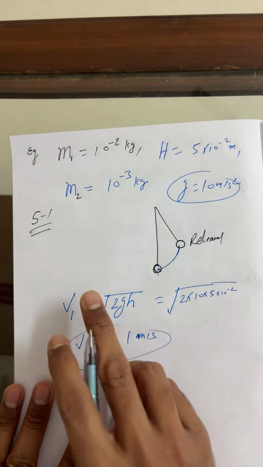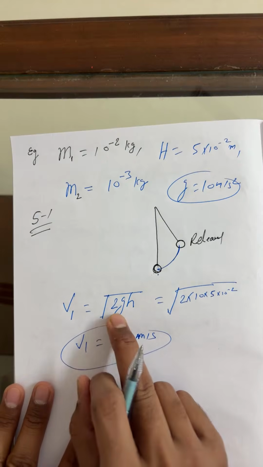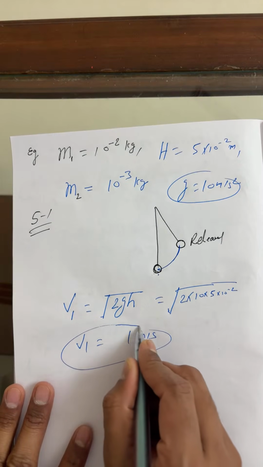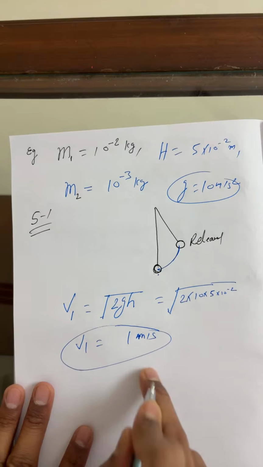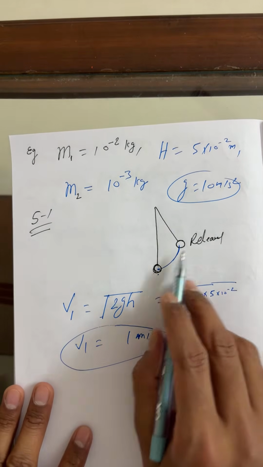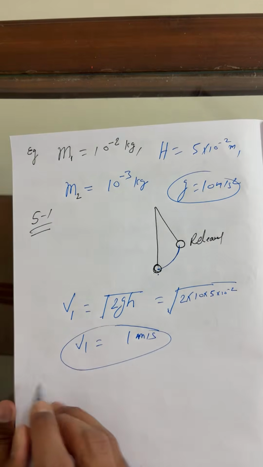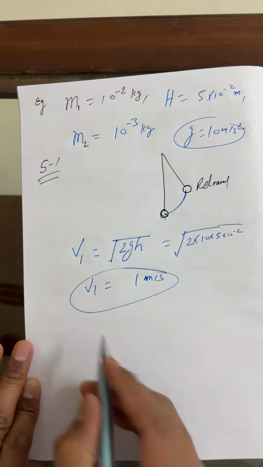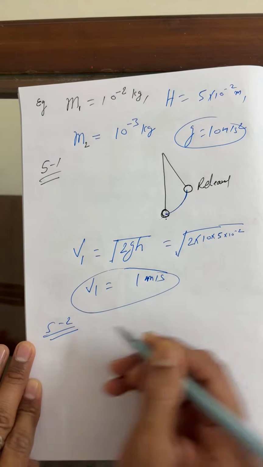Keep in mind, this is the velocity of the bob at the bottommost point. This is the velocity of the bob which I found after release here. This is v1, 1 meter per second. Let us suppose step 1 is finished. Have a look at step 2, students.